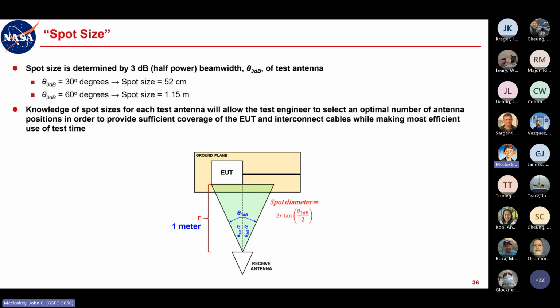So you know your spot sizes for each test antenna. That allows you to select an optimal number of antenna positions in order to provide sufficient coverage of the UT and interconnect cables while making the most efficient use of test time.